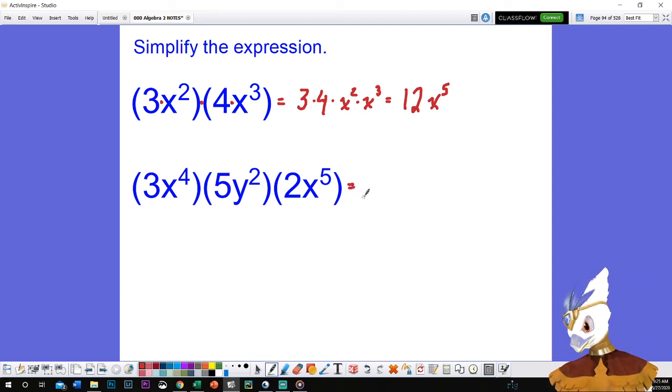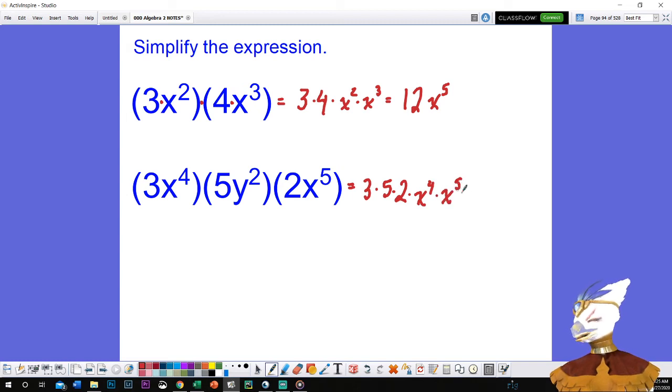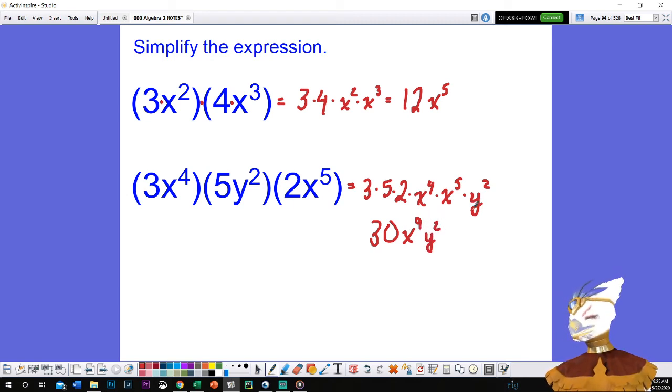Alright, it looks like you've got this. So here we go. 3, 5, 2, they all go together. X to the fourth, x to the fifth, and y squared. 3 by 5 by 2, that gives me 30. X to the fourth by x to the fifth, that's x to the ninth. Y squared did not get put in with that because that's a different base.